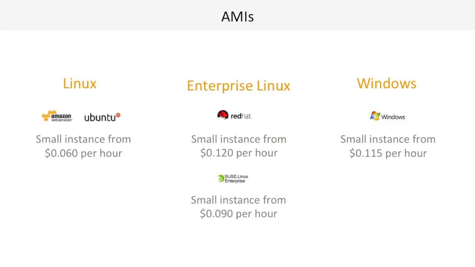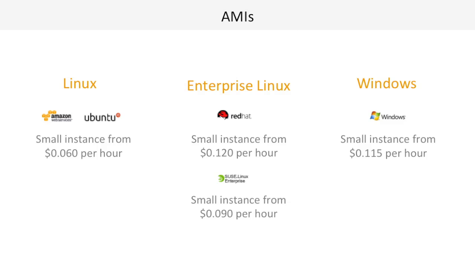So if you look at the AMIs themselves that we maintain, and I've chosen to ignore the micro here and go for a price point on a small instance. So just looking at the left, we have our Linux and Ubuntu. So a small instance from 6 cents per hour. This is an on-demand pay-as-you-go price for running that sort of distribution.